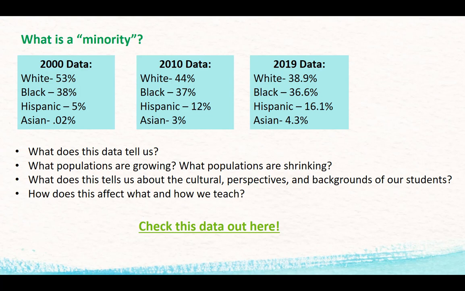Now, having said that, what does that tell us about the cultural perspective and backgrounds of our students? If we're looking at not as much of a split between black and white as we might have originally thought, a decrease in white but an increase in Hispanic, what does that tell us about who our students are? And how is this going to affect what and how we teach? Now I'll let you see really quickly where I got this data from, and how you can actually look at it for yourself.